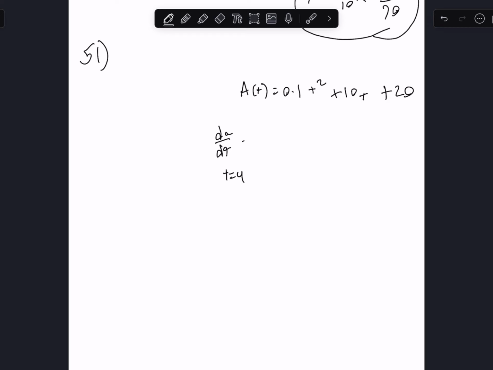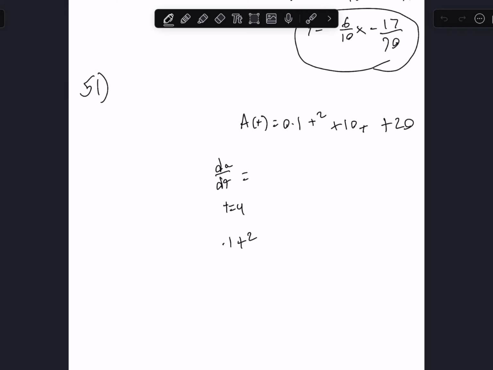And we have to find the derivative of our function. The derivative of 0.1t squared is going to become 2t. Take the 2 across: 2 times 0.1, and 2 minus 1 for the exponent is 1, so we get 0.2t. The derivative of 10t is simply going to turn into 10. And the derivative of 20 is simply equal to 0.